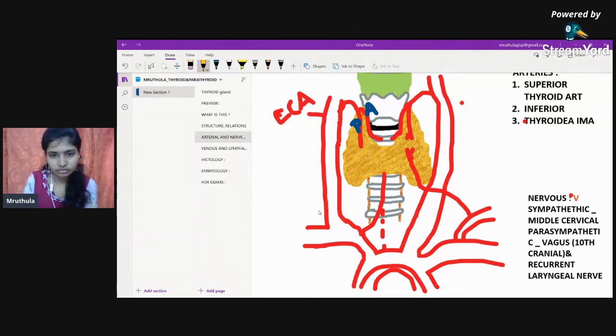Okay, let me show that on the right side. The recurrent laryngeal nerve's course is not definite, so it can vary in many cases. So generally, it is like this.